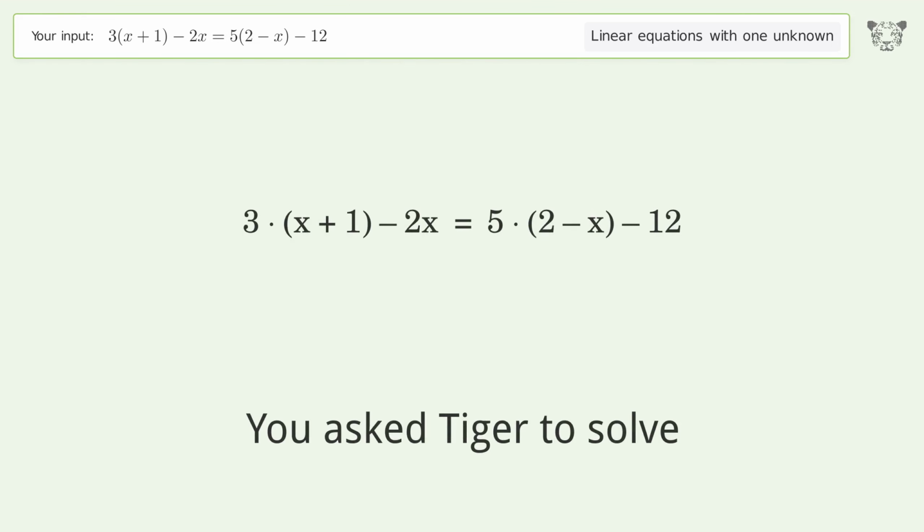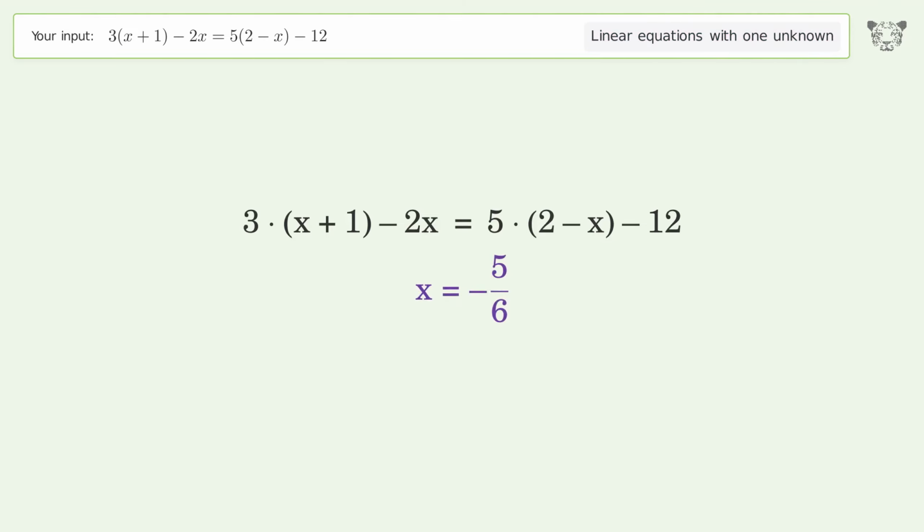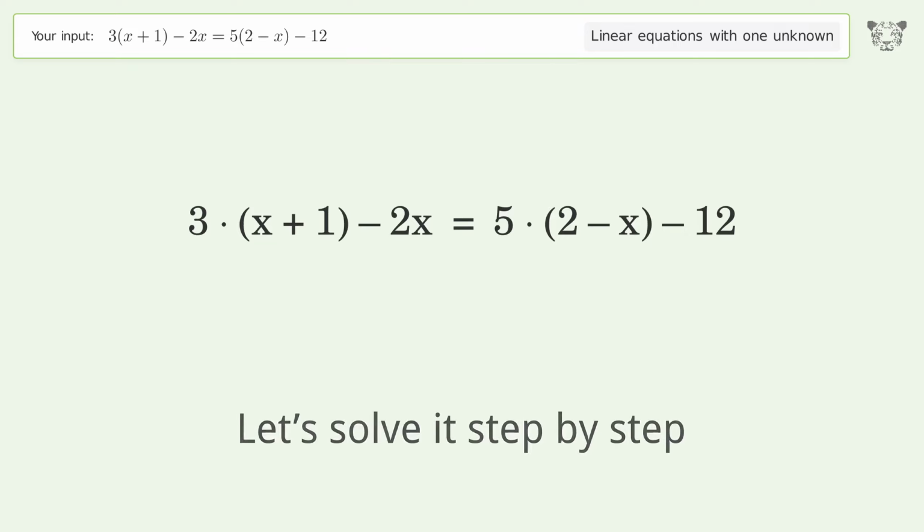You ask Tiger to solve this. This deals with linear equations with one unknown. The final result is x equals -5/6. Let's solve it step by step.